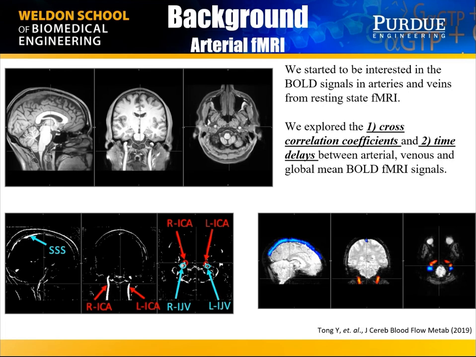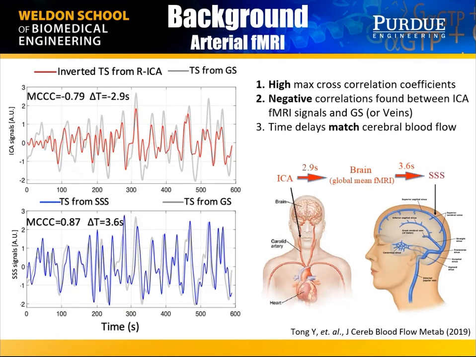From T1 and T2 weighted images, we can extract the internal carotid artery very accurately, as shown down there. And then we can also extract the superior sagittal sinus very accurately. What we did next is project these masks onto the resting state data. Then we can extract the corresponding BOLD fMRI time series from these structures, right? So here is a result I want to show you. This is from resting state data from healthy subjects.